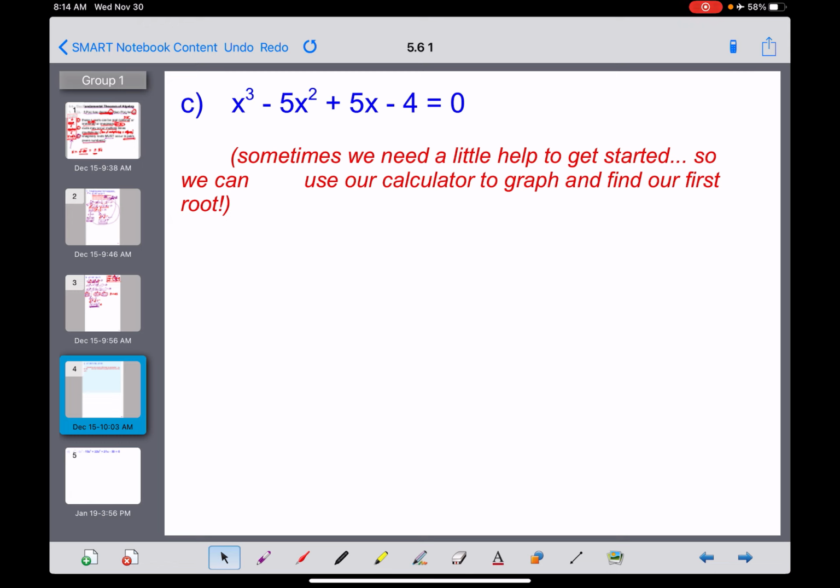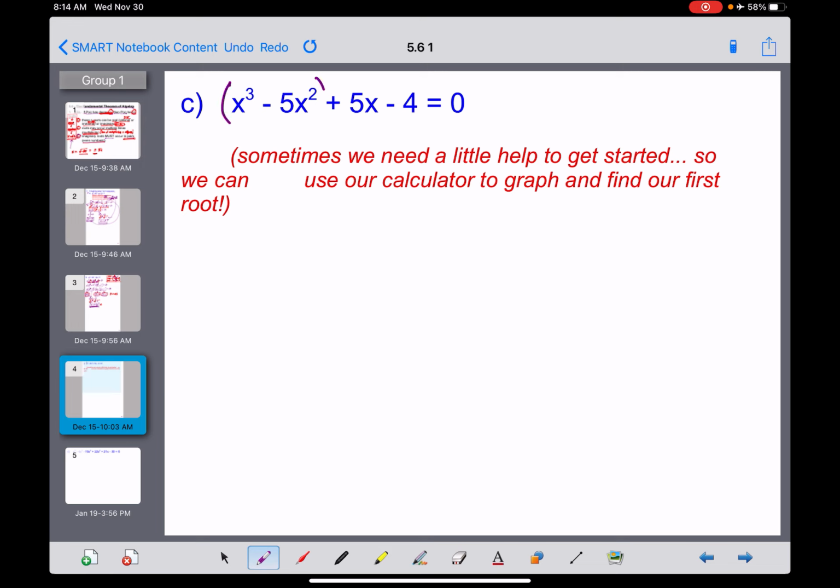Sometimes we need a little help to get started, so we can use our calculator to graph and find our first root. What I really should have said right here is that factoring is the first thing you want to try. This is one, though, guys, if I'm not mistaken, that does not factor. There is no GCF to pull out, and I see 4 terms.